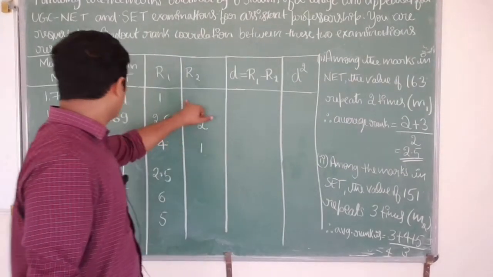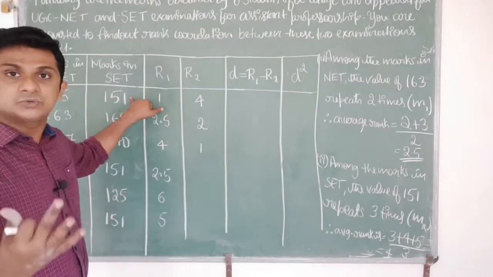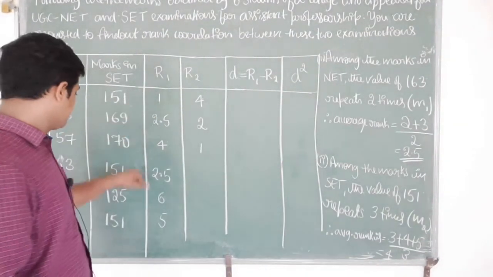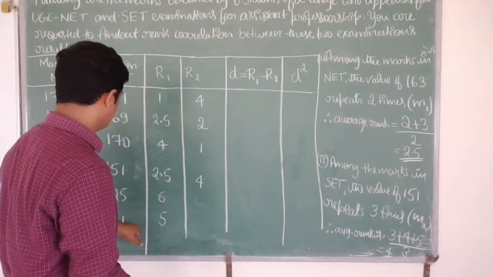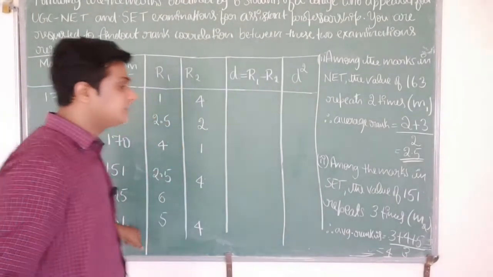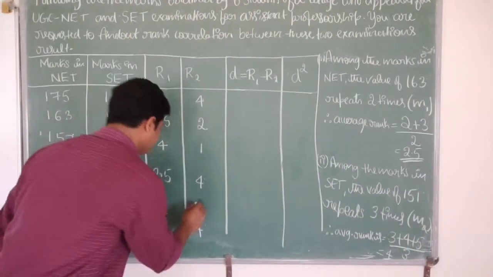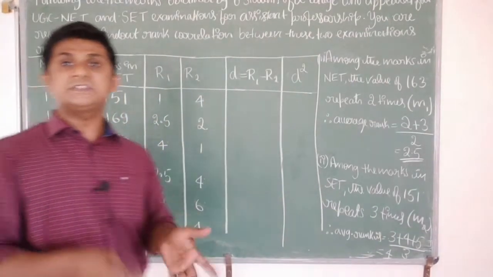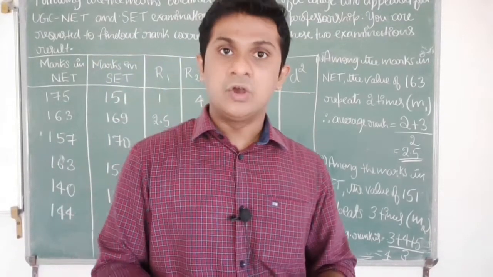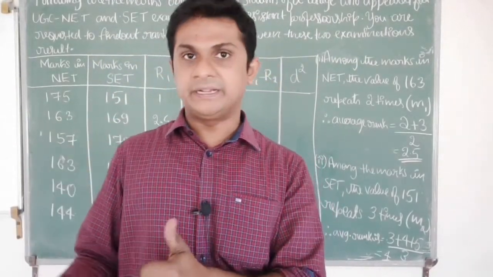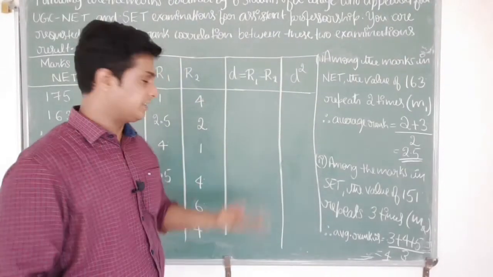So therefore, I'll allot fourth rank to the 3 students who have obtained 151. Otherwise, it is 3, 4, 5, so that means 5 ranks are already gone. The last student will get sixth rank. So this is how you need to allot the ranks when the ranks are repeated. Once you allot the ranks in the case of repeated rank, the calculation is the same till we calculate sigma d square. So let me do that.